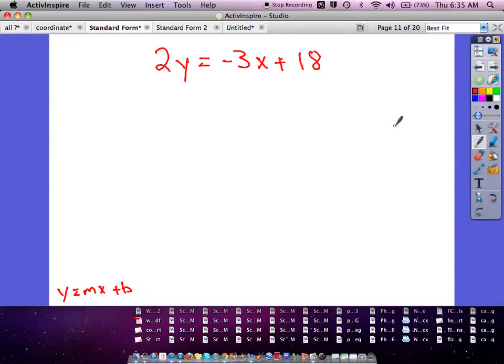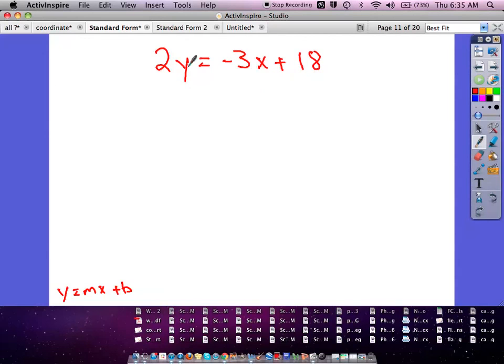Last one before you try a couple of these on your own here. And again, you should start being able to see the process here, and hopefully you're starting to see, this connects pretty closely to our solving equation stuff. So let's take a look at this one here. This one is almost already where it needs to be at. We've got the y equals, we've got the slope, we've got the y-intercept. So actually we've got most of it.